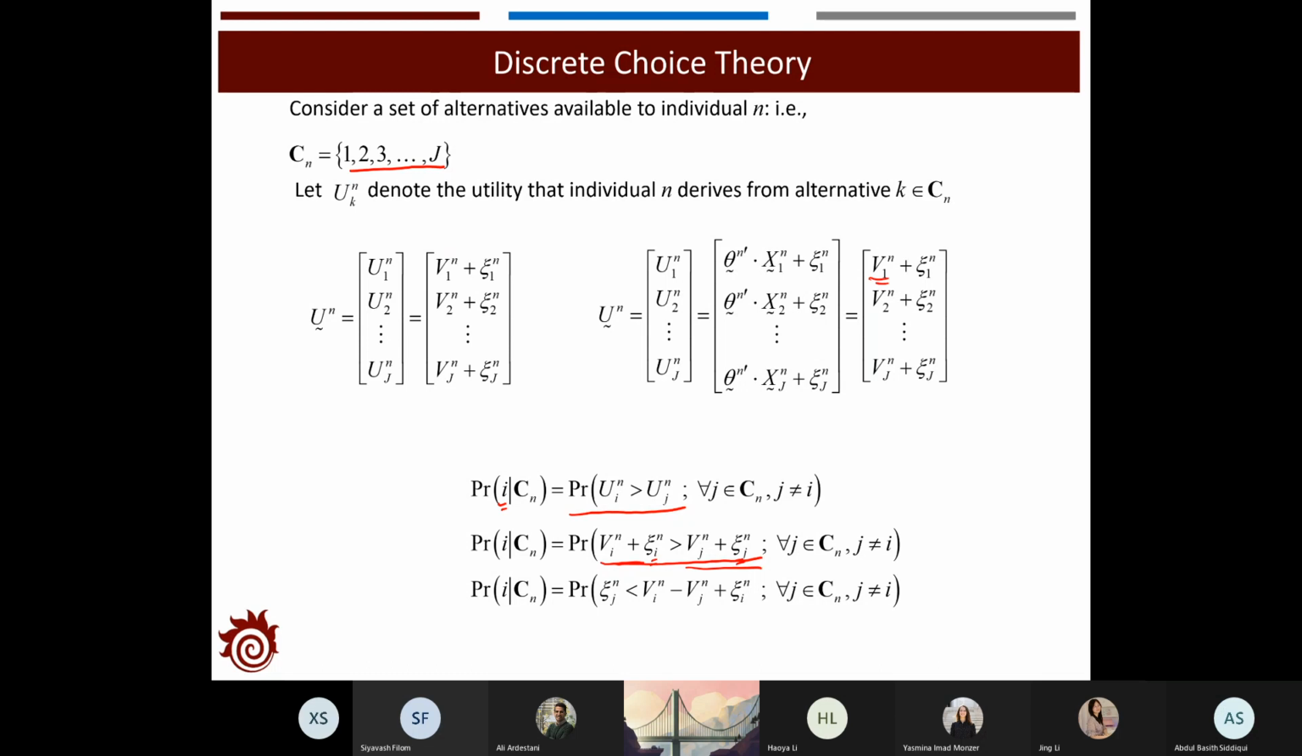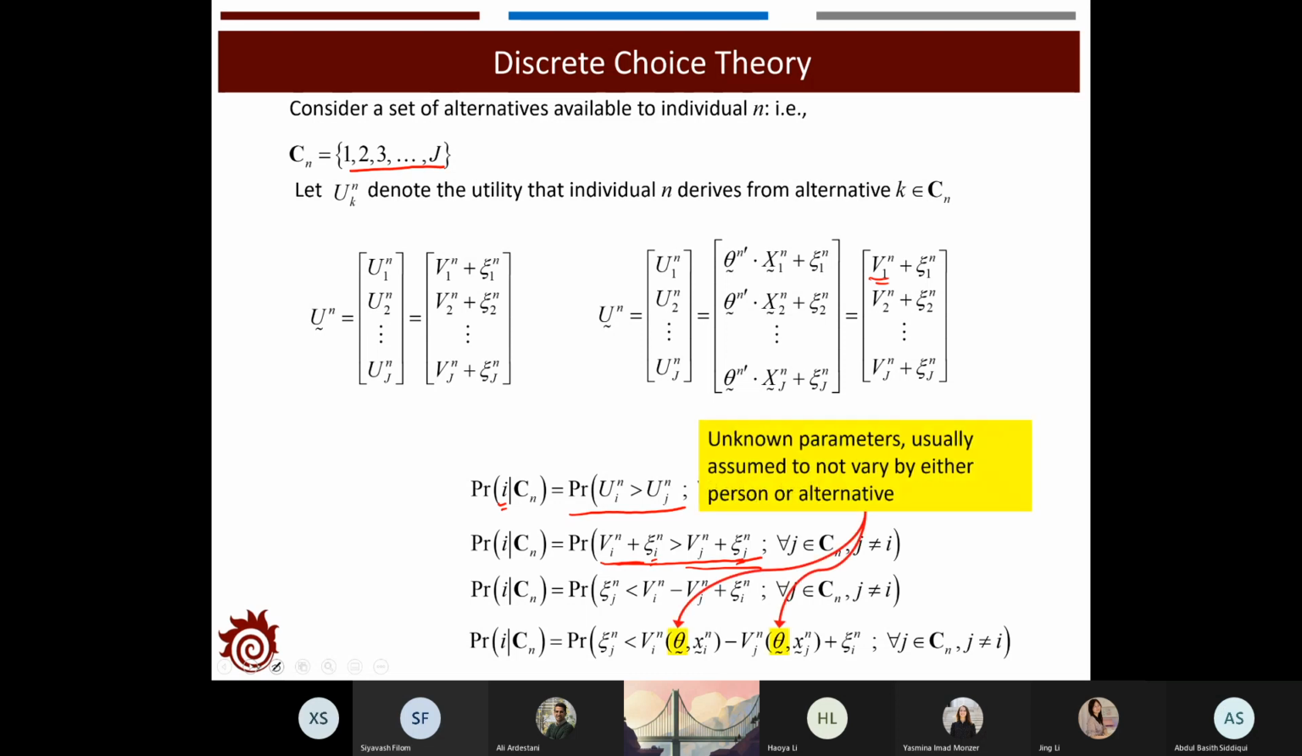That will also increase the difficulty of the derivation. But for this problem, we have to consider all of them, all the random terms. And of course, we know that the deterministic component is determined by the observed attributes and the coefficients that we have to calibrate. So in this case, those parameters theta are unknown and they need to be calibrated.